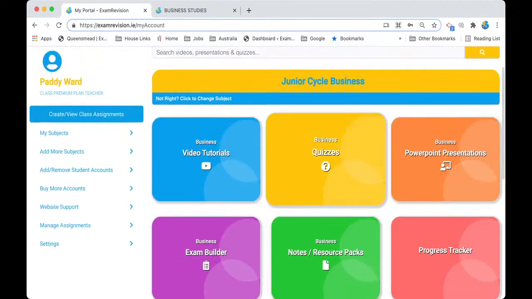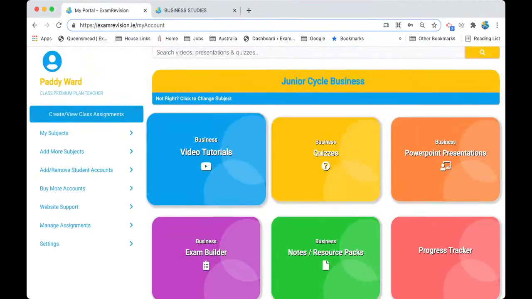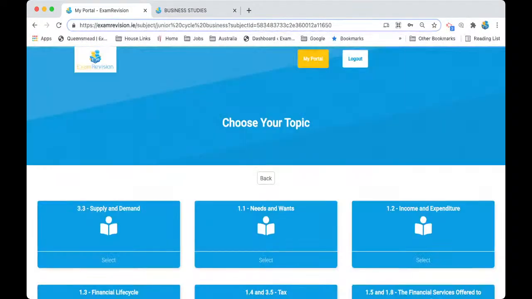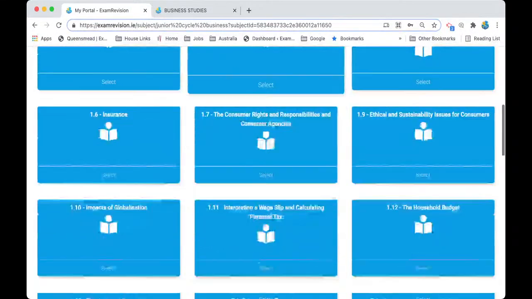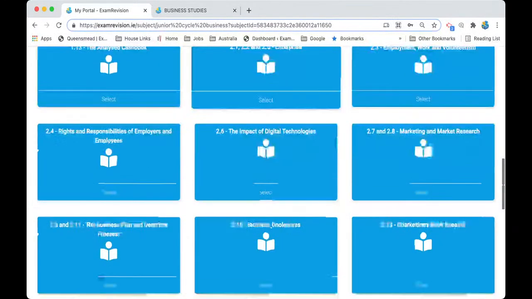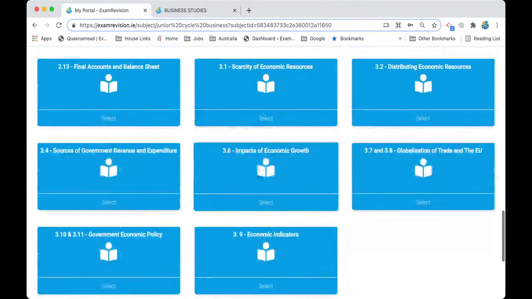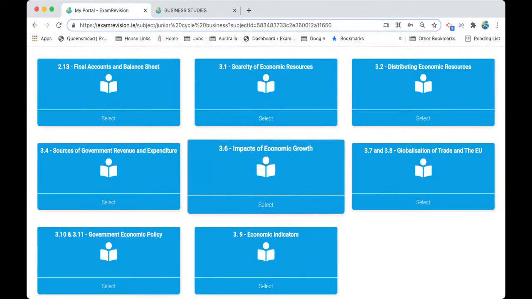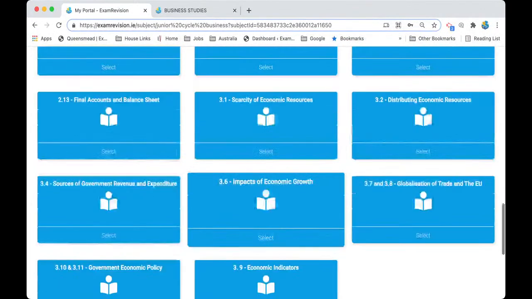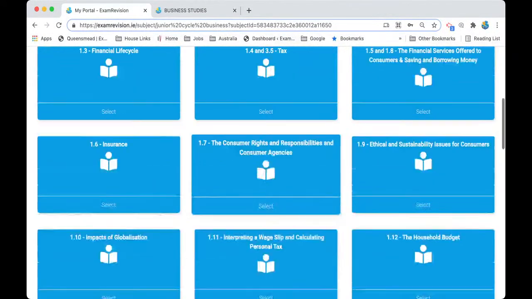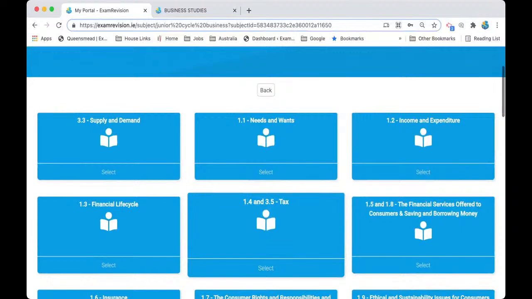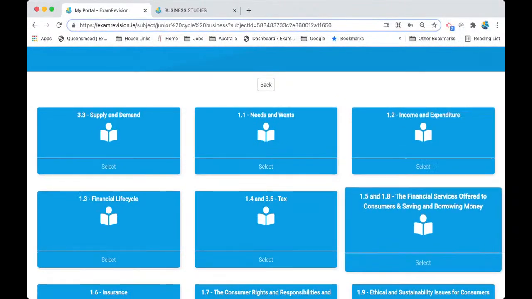Okay, so I'll just give you a brief little look around. We can see here we have this broken up into all the different topics which are in junior cycle business, and the numbers beside each of these are just learning outcomes. So you don't need to worry too much about those. They're more so for your teacher. If your teacher had an account, they would understand those a little bit better. But we have these broken up into all of the different topics.